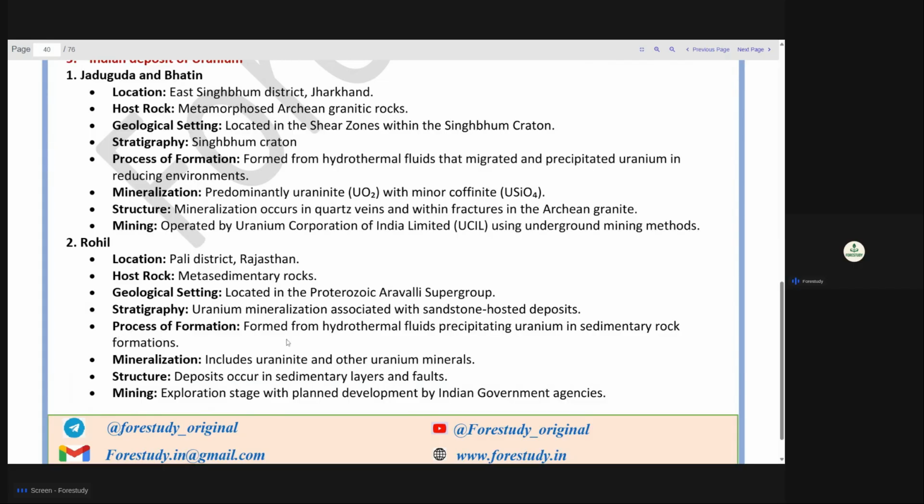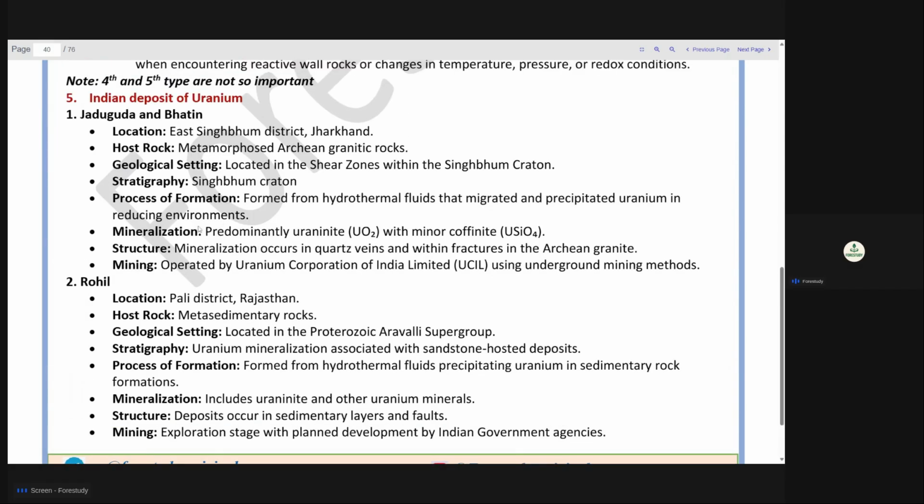Process of formation: formed from hydrothermal fluids precipitating uranium in sedimentary rock formations. Mineralization includes uraninite and other uranium minerals. Structure: deposits occur in sedimentary layers and faults. The sedimentary layers are there and faults are there. Mining will be at exploration stage with planned development by Indian government agencies. So it is mostly in exploration stage. Okay, this is Rohil. Jaduguda and Bhatin are very important.